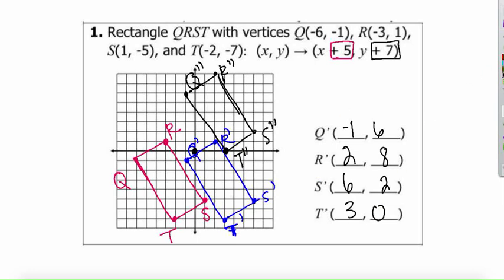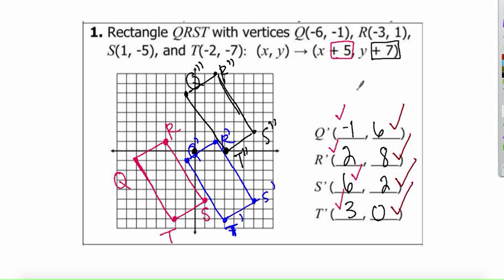We're going to check if I did this right by applying these rules straight to the ordered pairs. I'm going to take all of the original ordered pairs and, for all of the x coordinates, add 5 to them. Negative 6 plus 5 is negative 1. Negative 3 plus 5 is 2. 1 plus 5 is 6. And negative 2 plus 5 is 3. Checking the y coordinates, I take all the original y coordinates and add 7. Negative 1 plus 7 is 6. 1 plus 7 is 8. Negative 5 plus 7 is 2. And negative 7 plus 7 is 0.